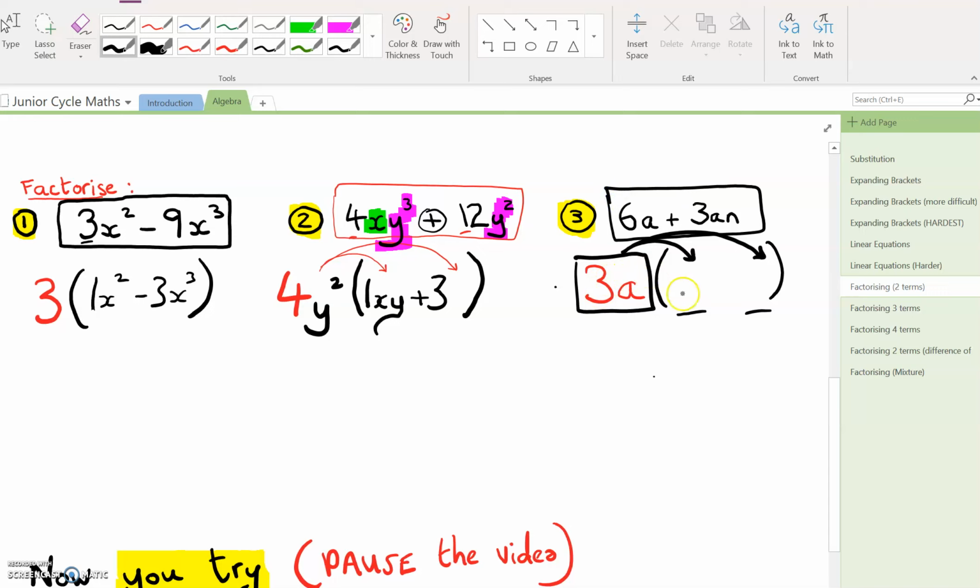Well, 3 by what gives me 6? Well, 2. And A by what gives me just A. I just want an A. I don't need another A here. Because 3 by 2 gives me 6, and A by A would give me A squared. And I don't have an A squared in the question. It's just A. So I don't need that A there. That A is gone. 3A by 2 gives me 6A.